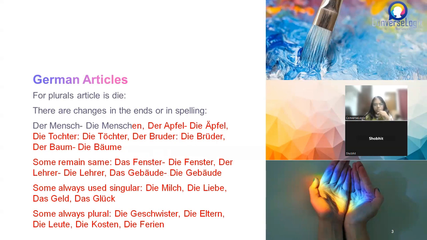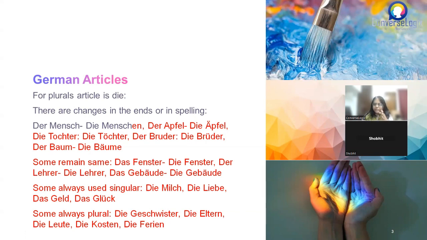Some words, as we know, are universally always used in the singular. For example, die Milch, the milk, die Liebe, the love, das Geld, the money, das Glück, the luck. These are always used in singular, which is the case in other languages also. And of course, there are words we always use in plural. For example, die Geschwister, the siblings, die Eltern, parents, die Leute, the people, die Kosten, the costs, and die Ferien, the vacations.